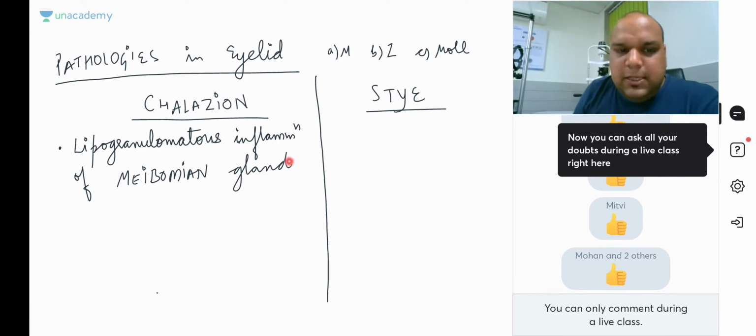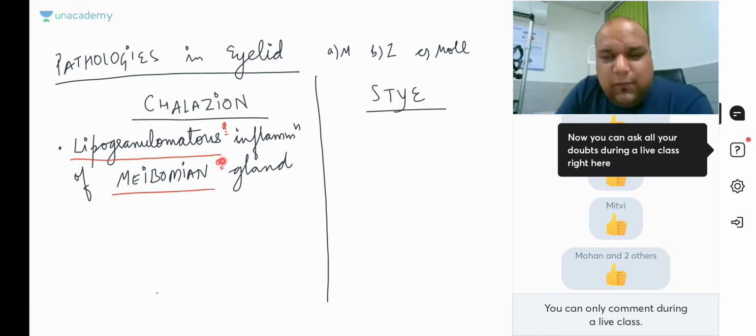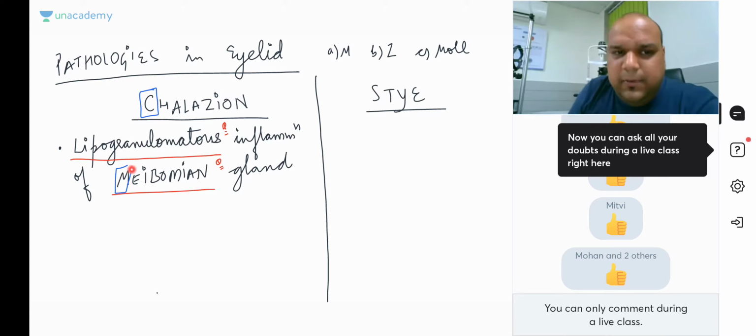Meibomian gland. So these are the two questions that they ask you. Which type of inflammation? Lipogranulomatous. Which gland? Meibomian. I don't think you will forget this. But if you are a student who has a forgetful tendency, then you can remember it like this.